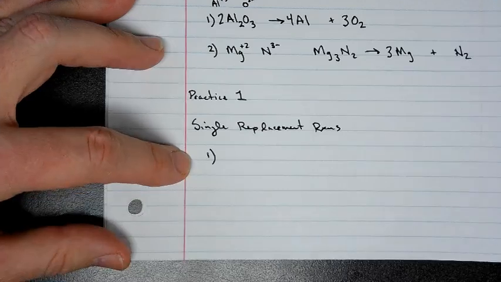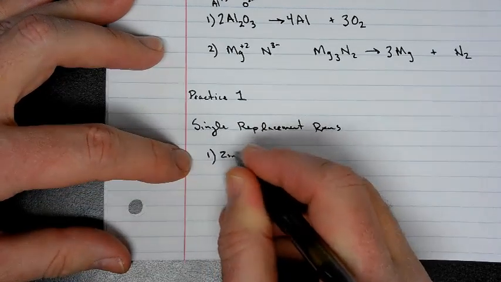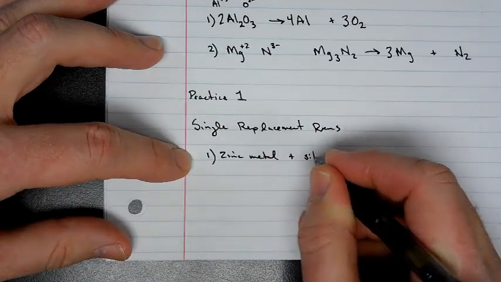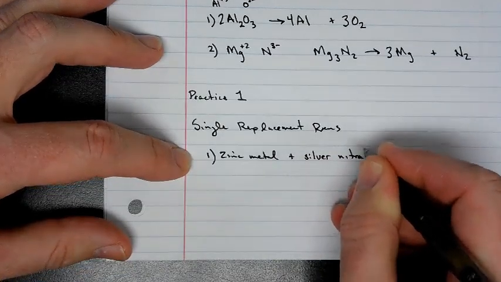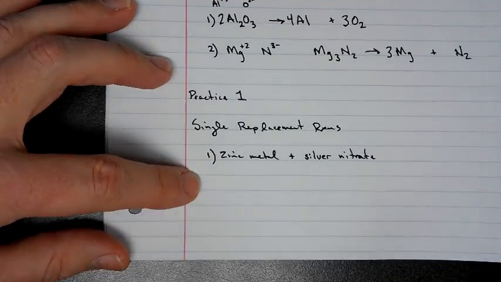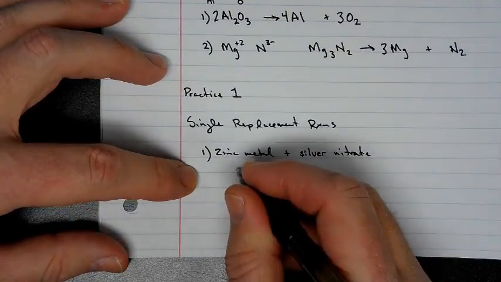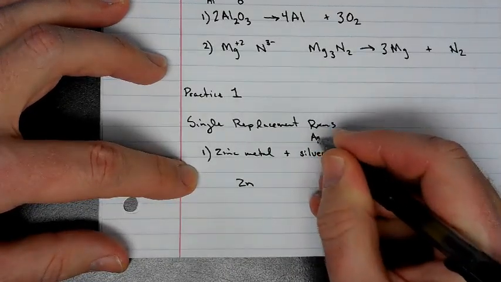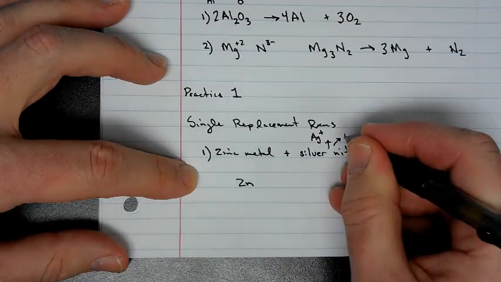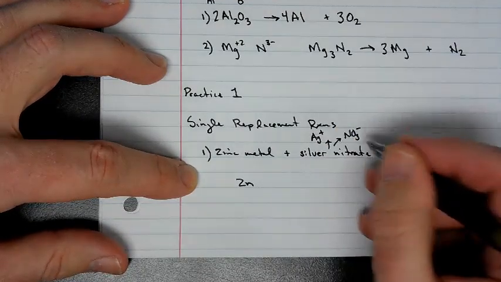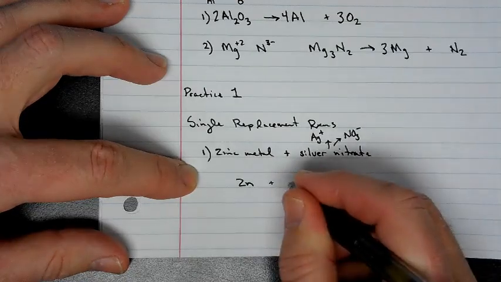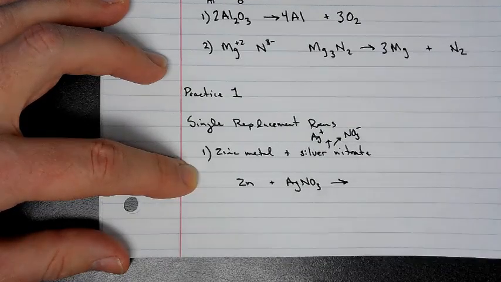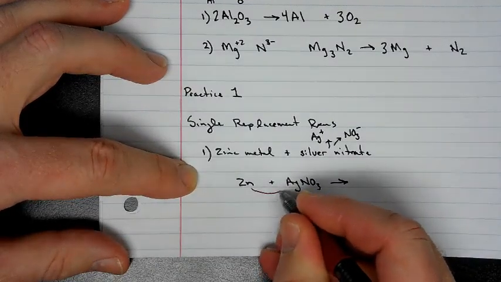Let's put zinc metal in a solution of silver nitrate. Okay, so the first thing I have to do in this predicting of the products is write down the formulas. Zinc is zinc. Silver nitrate. Silver, as a cation, always has a +1 charge. Nitrate, as a polyatomic anion, always has a -1 charge. So zinc plus 1 of each, AgNO3.